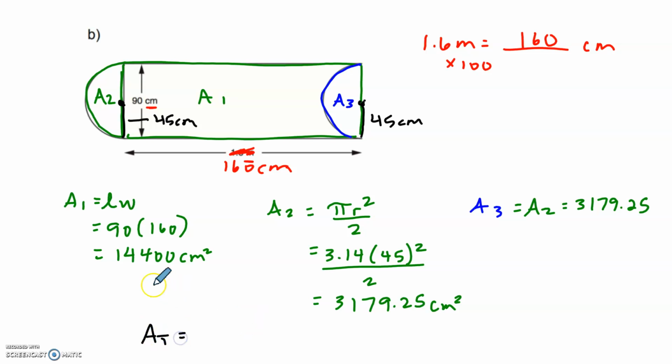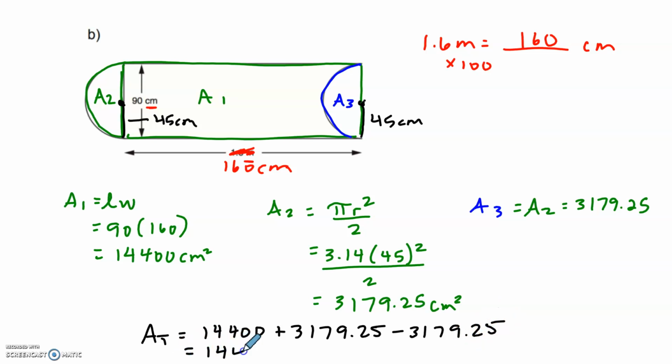All right, let's find our total area. So area total is we take our rectangle, 14,400. We have to add area 2, and then we have to subtract area 3, which ends up being just our original answer of 14,400 centimeters squared. And that makes sense because this section, it's like we took it out and put it on the other end.